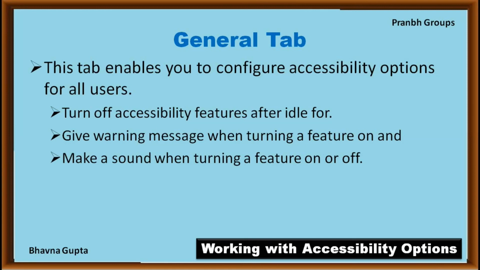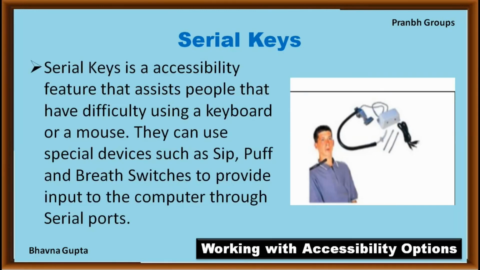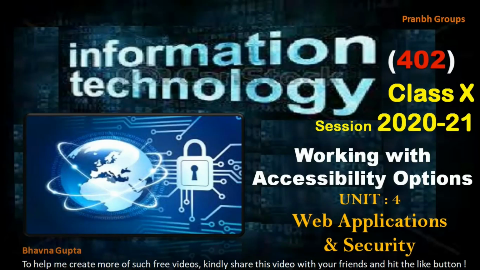And the last topic is serial keys. Serial keys is an accessibility feature that assists people who have difficulty using a mouse or a keyboard. They can use special devices such as sip, puff or breath switches to provide input to the computer through a serial port. So dear friends, in this video you learned computer accessibility, types of impairment and accessibility features, and also special keys. In the next video we will start the second topic, networking fundamentals.